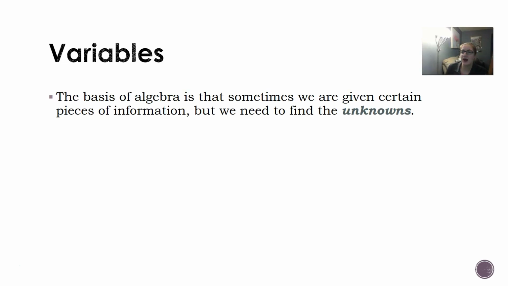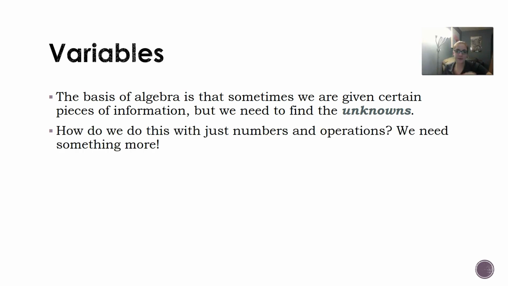So the basis of algebra is sometimes that we're given certain pieces of information and other pieces of information are left out. These are our unknown values, and this is common in everyday life. I go to the grocery store, I'm not exactly sure how much I'm going to spend, so that would be my variable. I don't know what it's going to be. I have an idea, but I don't know for sure. That would be a variable.